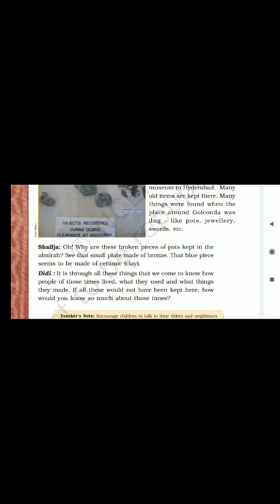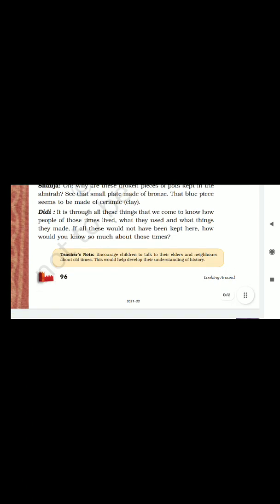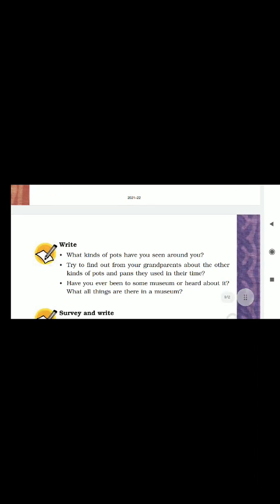It is through all these things that we come to know how people of those times lived, what they used and what things they made. If all these would not have been kept here, how would you know so much about those days, those times? So in order to have the knowledge of people, the nature of work, the nature of people living during those days, it's the things that are kept in the museum, which is in your textbook. The things would help us to understand the nature of work and the nature of people living during those days, or olden times, you can say.